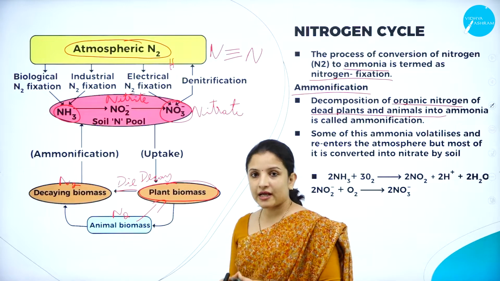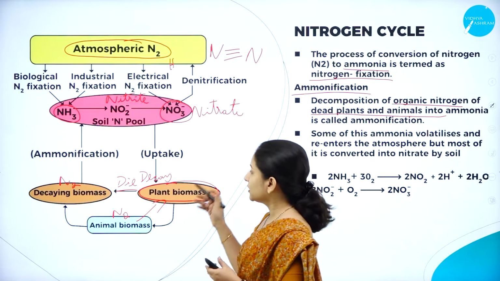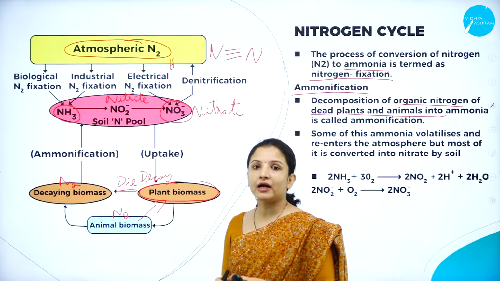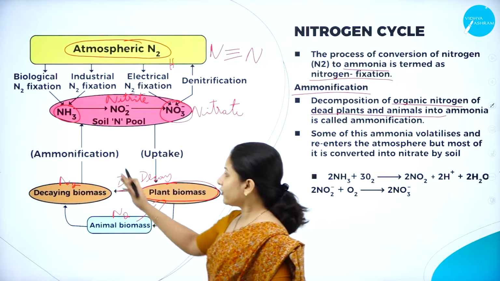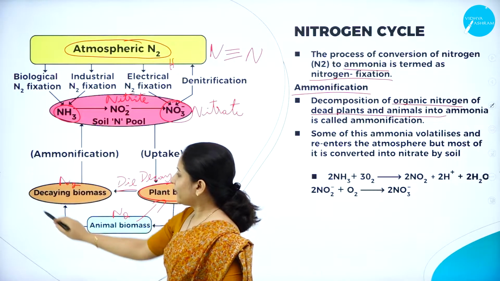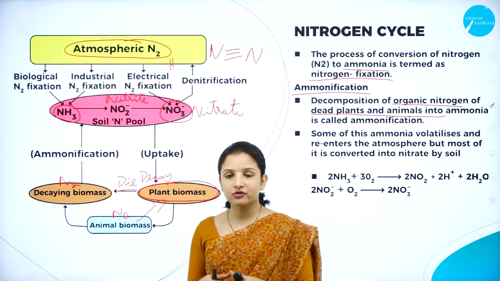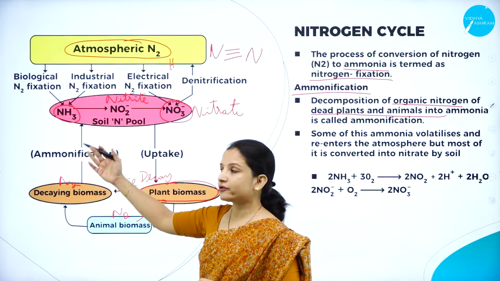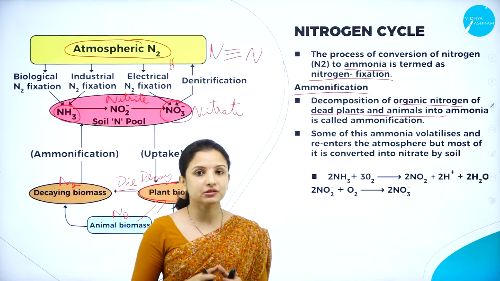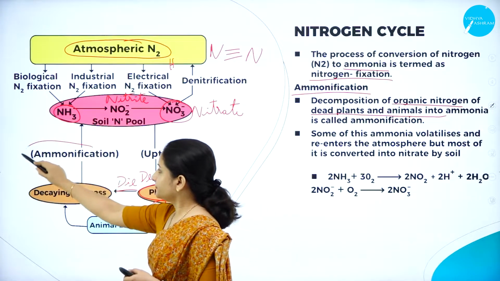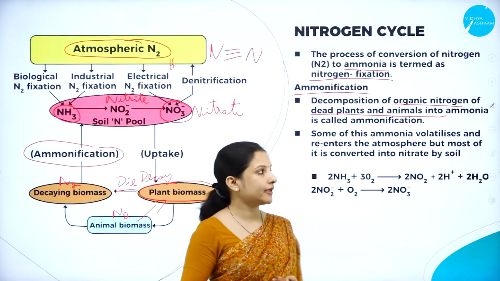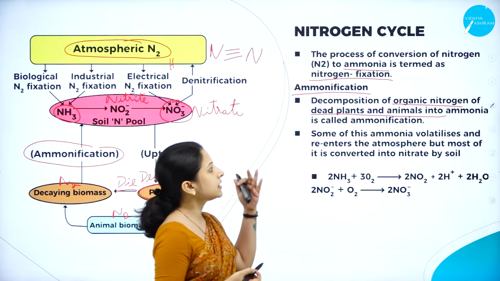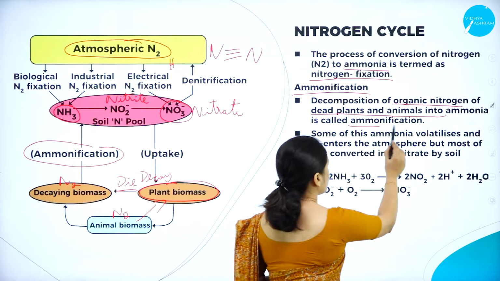This nitrate will be taken up by the plants, and the plants die and decompose. They add on to the decaying biomass, and the animals that feed on the plants, when they die and decompose, also add on to the biomass, wherein there is now nitrogen. The nitrogen present in the biomass again combines with hydrogen to form ammonia, and the process is called ammonification. And the cycle continues like this. So decomposition of organic nitrogen of animals into ammonia is called ammonification.